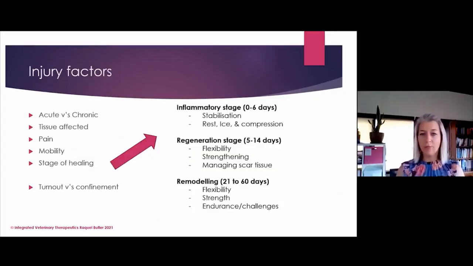The injury factors. So we've got our diagnosis, and then we want to consider, okay, is this an acute or chronic injury? Has it just occurred, or has it been there for a really long time, and now we're dealing with some of those consequences because perhaps they've re-injured themselves, or they didn't get a rehab program at that time? What tissue has been affected, which we'll have from our diagnosis. How much pain are we dealing with, and how are we going to manage that?